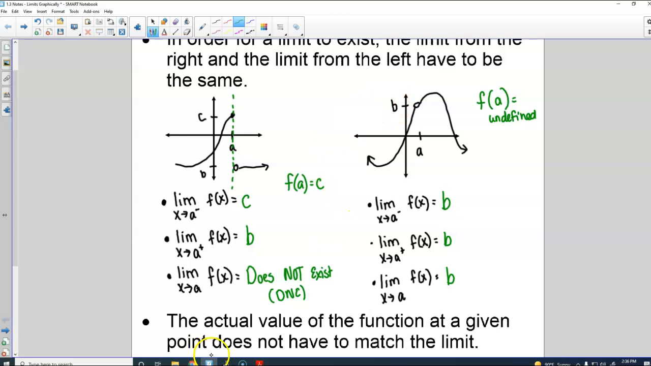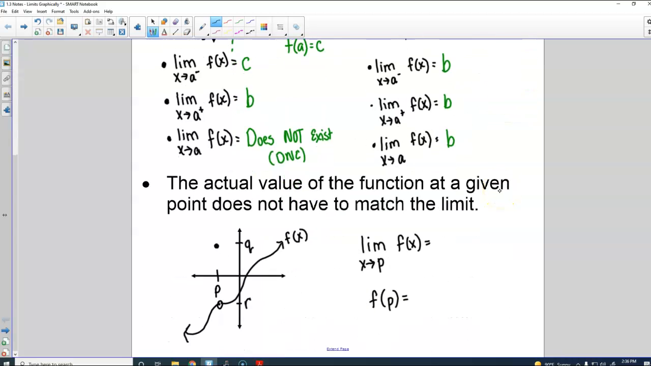So notice this little bullet right here. It says the actual value of the function, which is your f of A here, at a given point does not have to match the limit. So if you have an open circle, you can still have a limit. Let's say the function had a dot right here. What would f of A be if we had a dot right there? 0, right? So the limit and the actual value of the function don't have to match. It's just that from either side you have to have that same limit.